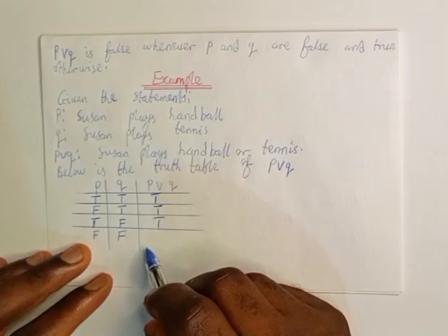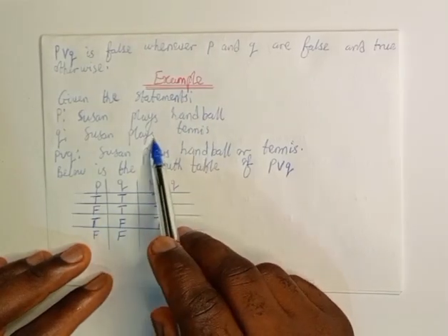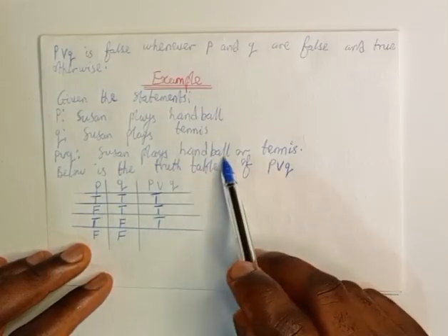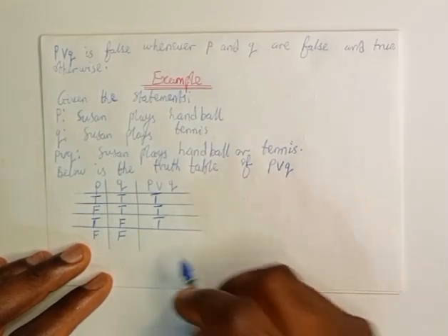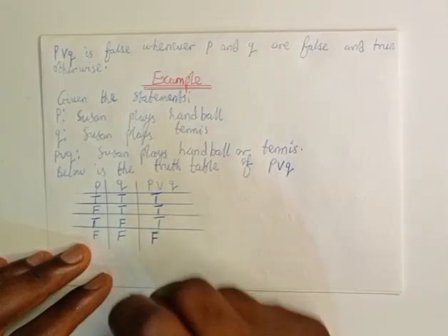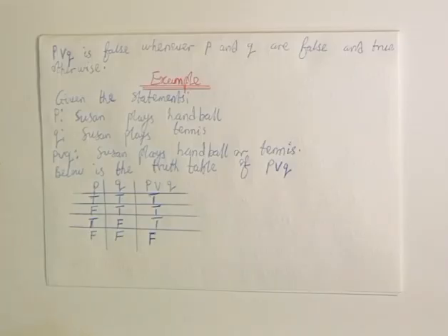We go to the next. Susan plays handball is false. Susan plays tennis is false. The disjunction Susan plays handball or tennis is false. It is false because she plays neither one of them. So this is a truth table for a disjunction.